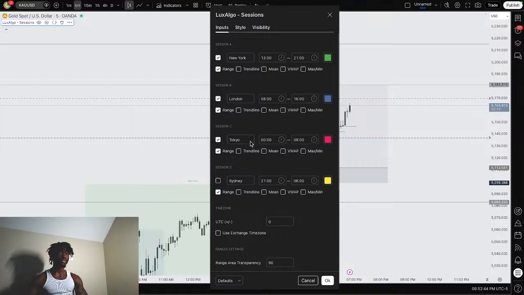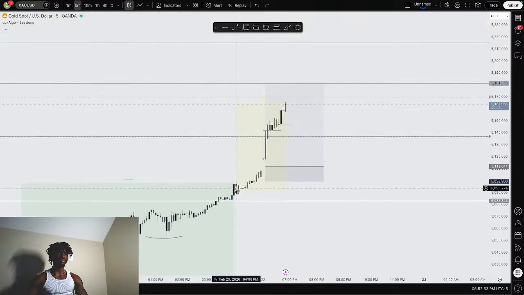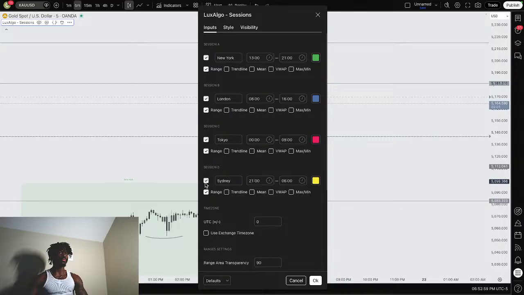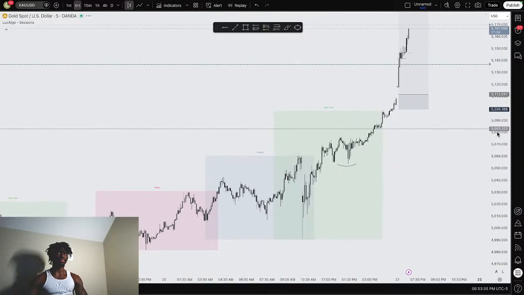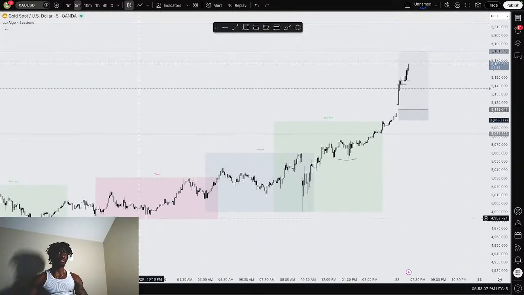I have it on. So why isn't it popping up? No, I don't want that one. I want... Is it because it's currently in this session? Yeah. See, I've observed gold moves at least 100 pips every single session.